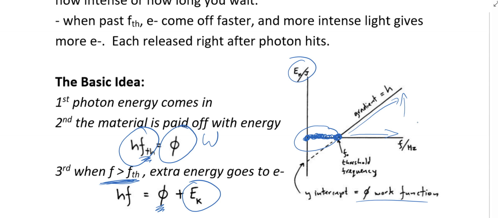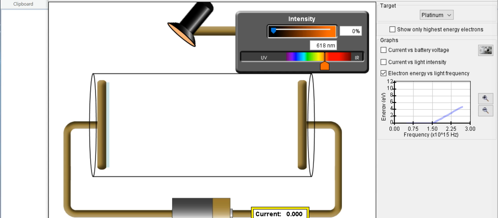Okay, so that's the basic idea behind the photoelectric effect. It's all conservation of energy. Energy's coming in, pay off the material, and then anything left over goes to the electron. Okay, so let me show you something else that shows this really nicely. Here's a great little simulation that's going to show what we're talking about.